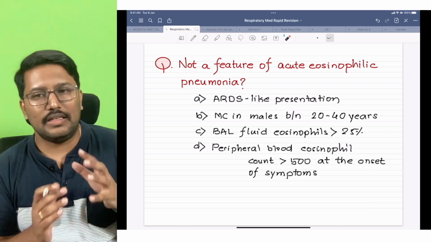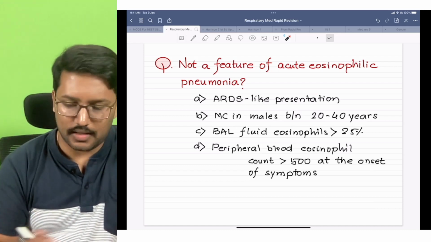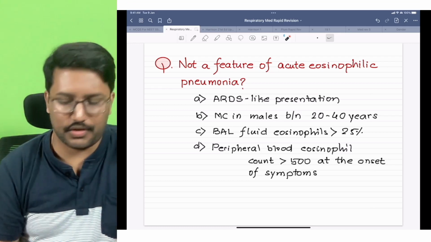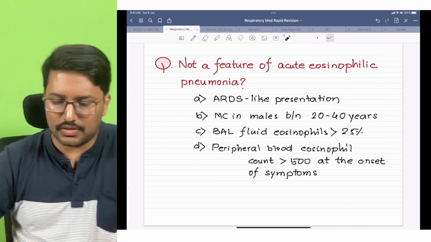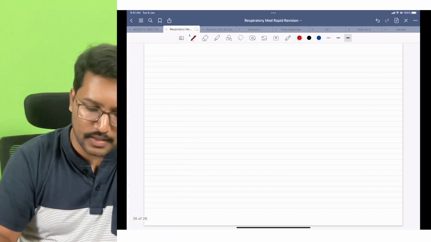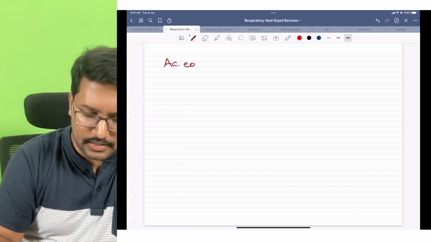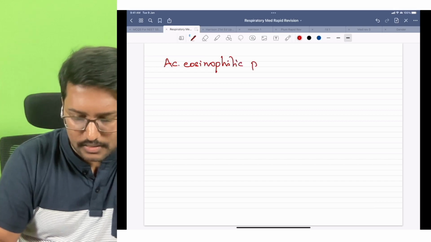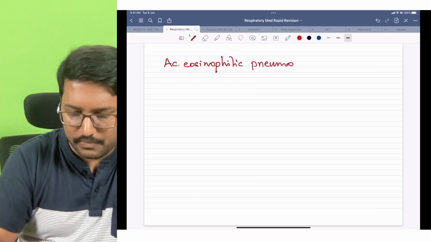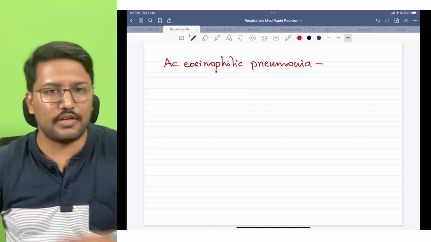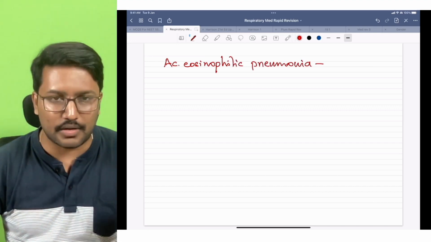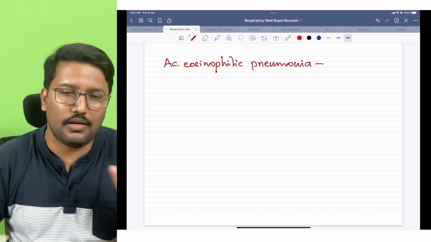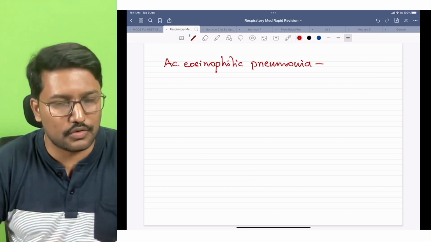Okay, so basically what we need to know is, in case of eosinophilic pneumonia, there are two types: acute eosinophilic pneumonia and chronic eosinophilic pneumonia, right? So some basic things we need to know about them. When you talk about acute eosinophilic pneumonia, okay, first point you need to know is how do you differentiate it from, forget about chronic eosinophilic pneumonia, we are familiar with something called hypereosinophilic syndromes, right? How do you distinguish it from hypereosinophilic syndrome?